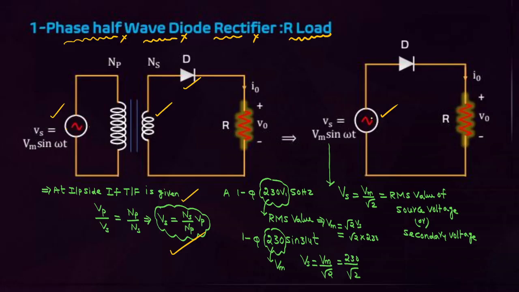If the supply is given like this, then how do we find the RMS value? Single phase 230 volts 50 Hz is given. This directly gives the RMS value, without the function. With the function given, this is the maximum value. How to find the RMS value? We have to divide Vm by root 2.